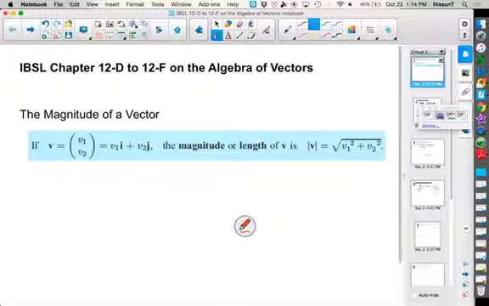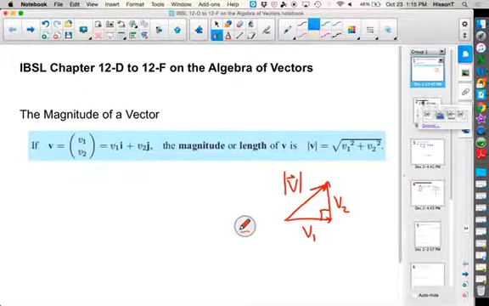Because here's what we have. V1 is our horizontal component, the magnitude or length of that horizontal component. And V2 is the vertical component. And the magnitude of V is what we are trying to find here. So vertical and horizontal are perpendicular to each other, so we've got a right triangle, and this is just the Pythagorean theorem. So that's pretty simple. Okay?